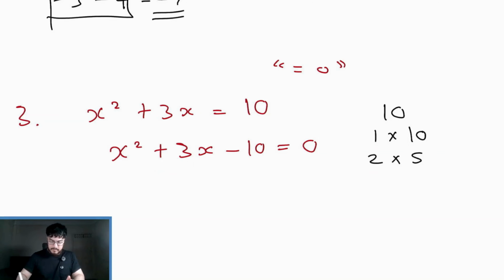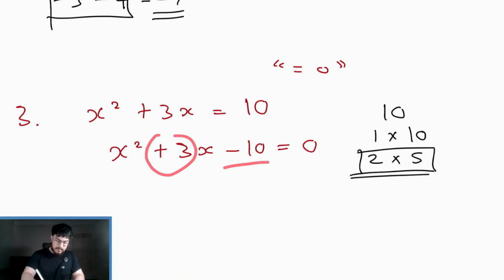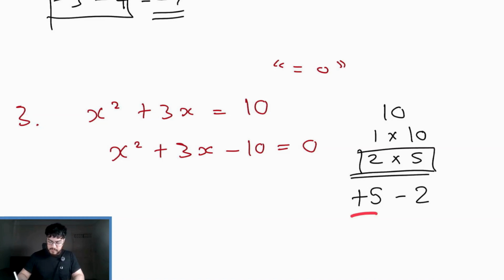So I can clearly see that it's not going to be 1 and 10. It's going to be this combination right here. But what combination of this is going to give us positive 3 and negative 10? And that is going to be positive 5 and negative 2, sorry. Because if we have positive 5 and negative 2, that's going to add together to make positive 3, which is what we want. But because there's a positive and a negative, that makes a minus. So 5 times negative 2 is negative 10, and that's what we want.